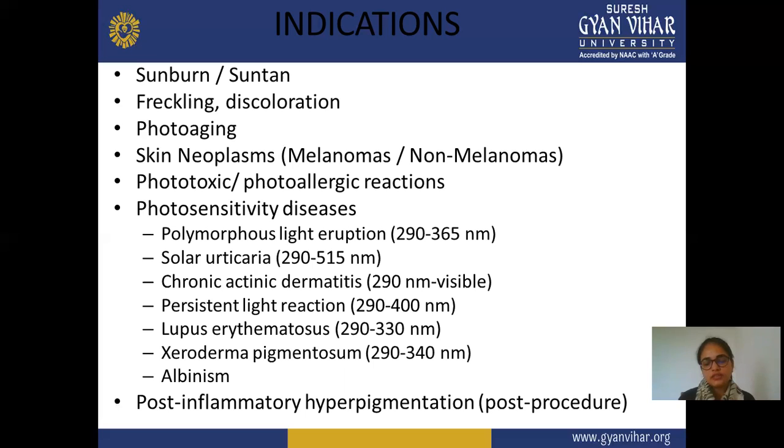In this, different diseases are included under photosensitivity disease. First is polymorphous light eruption, mainly observed at 290 to 365 nanometers. Second is solar urticaria, observed at 290 to 515 nanometers. Next is chronic actinic dermatitis, at 290 nanometers and visible light. Next is persistent light reaction, at 290 to 400 nanometers. Next is lupus erythematosus, at 290 to 330 nanometers. Next is xeroderma pigmentosum, at 290 to 340 nanometers.